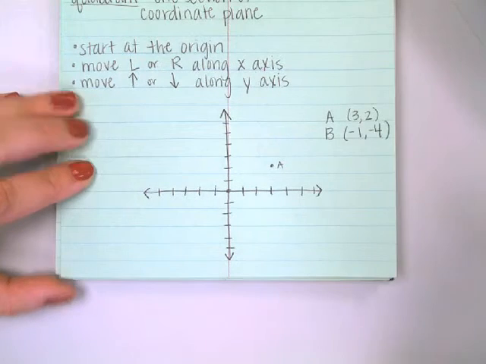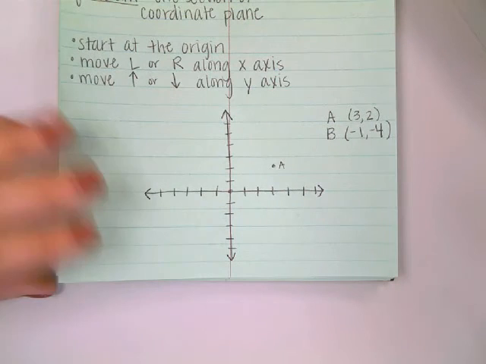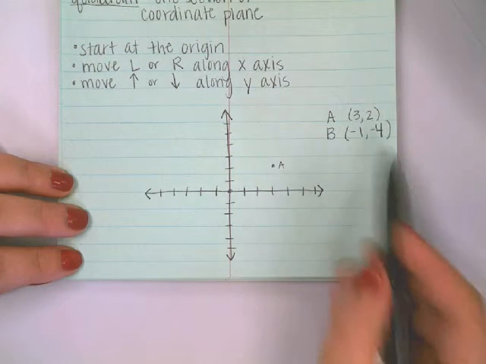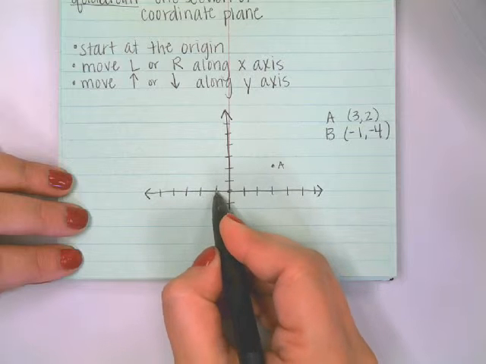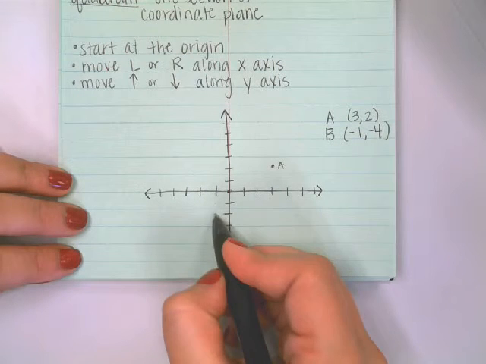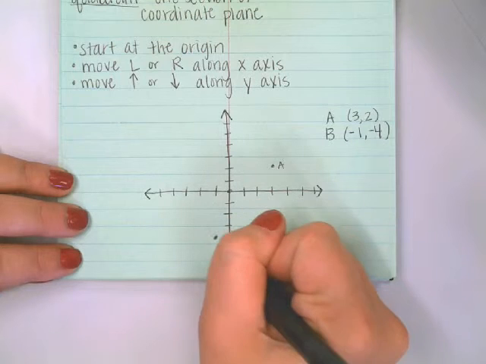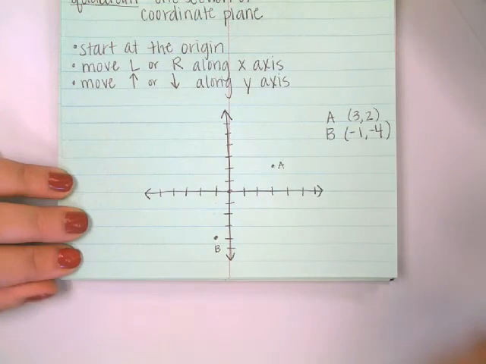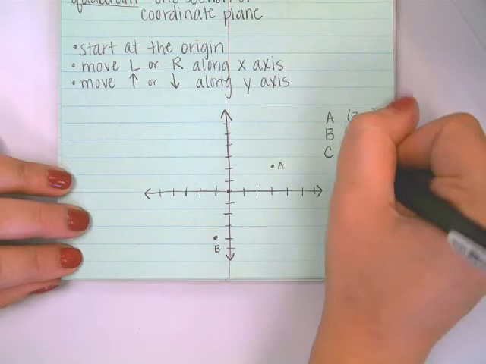All right, let's say point B. It's going to be negative 1, negative 4. Which quadrant will point B be in? Jordan? Quadrant 3, because both of my coordinates are negative. So I go left 1 and down 4. And there's point B.